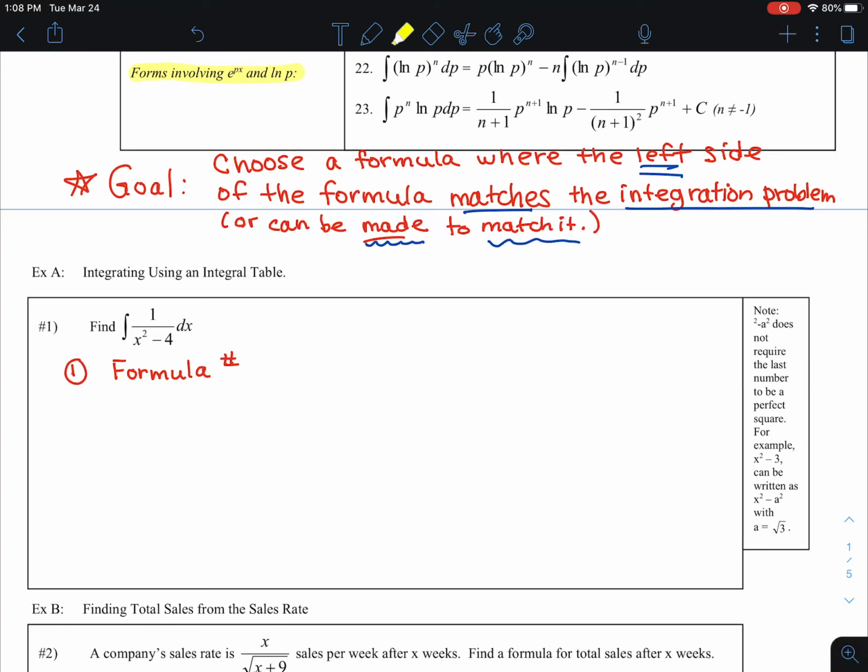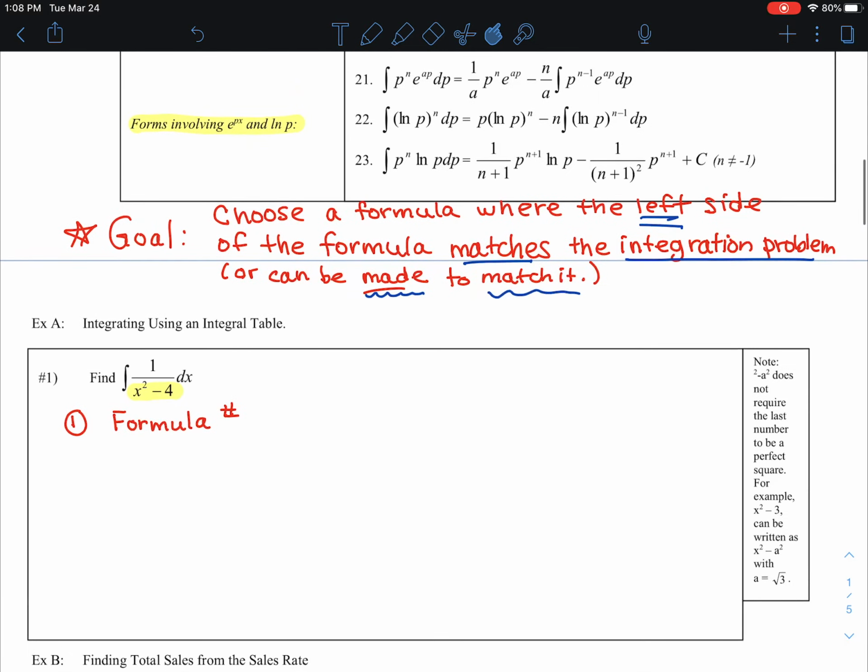So here's a pointer that I can give you. As you look at the original problem, you want to try to pick out what's the most complicated aspect of that integral. And for this problem, it's easy. The denominator is definitely more complicated than the numerator. And you can see the format of the denominator is a variable squared minus a constant.